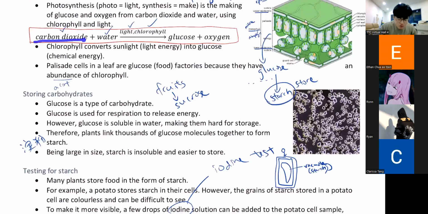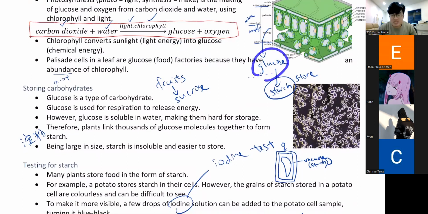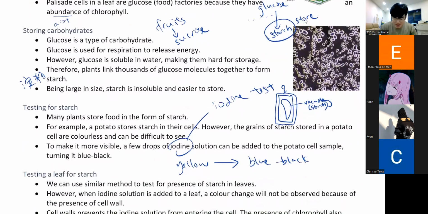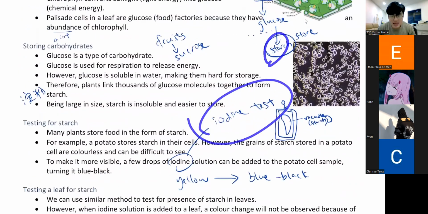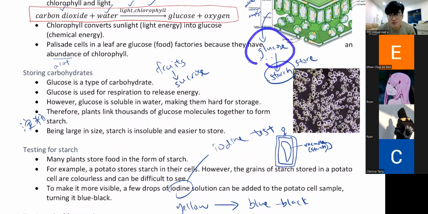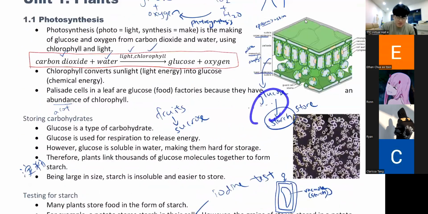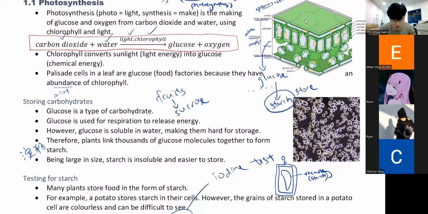Because if plants do photosynthesis, they will produce glucose. And plants will store glucose as starch, like potato, like rice. So if you put iodine onto a plant cell, and it shows that there's starch, that means there's glucose. If there's glucose, there's photosynthesis, right? So just by testing starch, we know that photosynthesis took place. It's a very long chain of understanding, but you know what I mean.